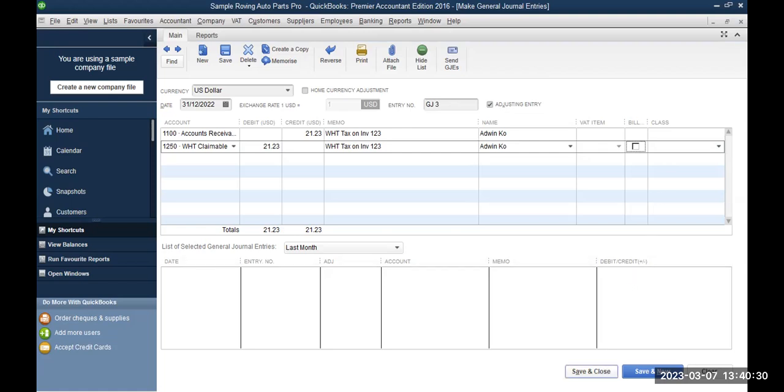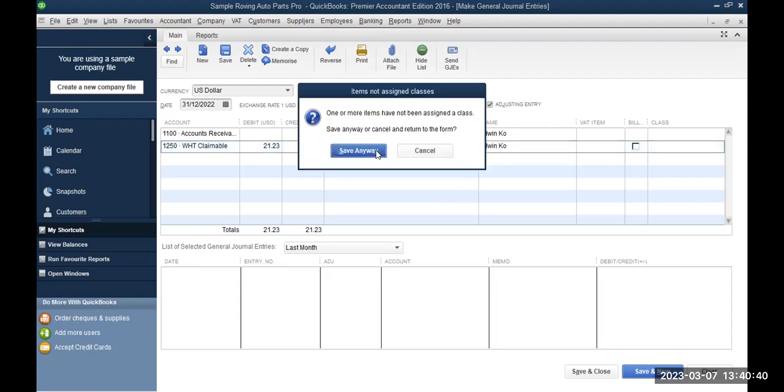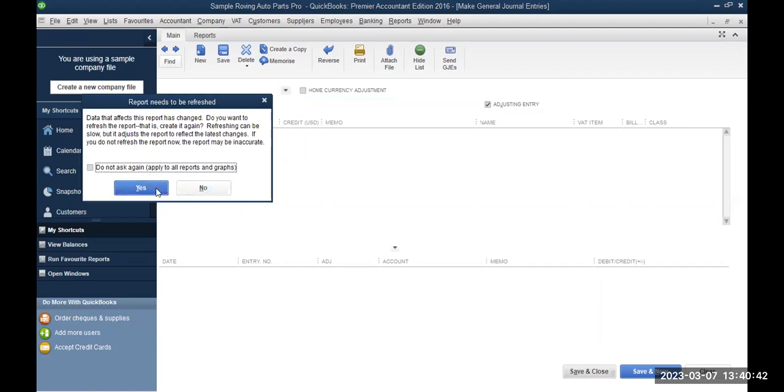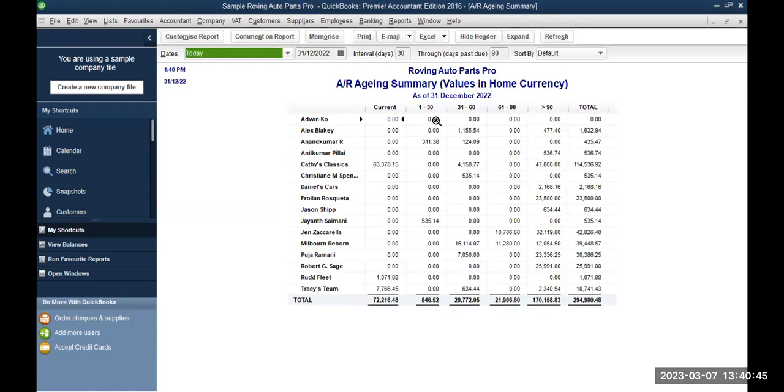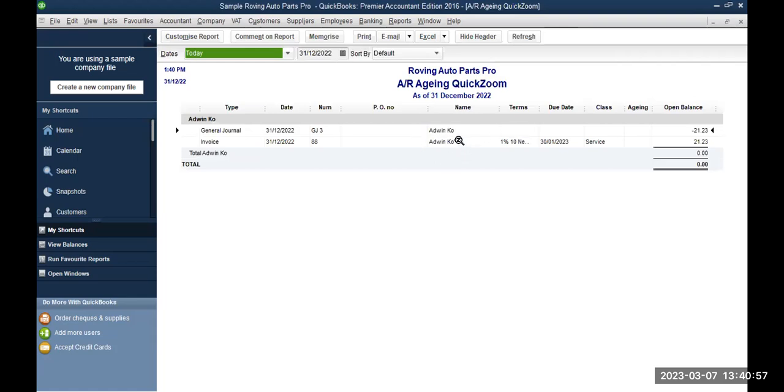Okay, so we're going to save this. Okay, so we had closed the period, so that's why it's alerting me. Remember, you set closing dates, so I'm putting in a transaction in a period that is closed. You say yes, you refresh the report. Now, if you refresh the report, you realize Edwin Co has no balance. Yes, they don't owe you any balance, but they're still appearing on your debtors ledger. Okay, so you don't want them to appear on the debtors ledger with a zero balance. It's because the journal has not been offset against the invoice.